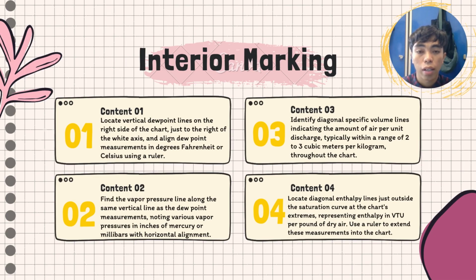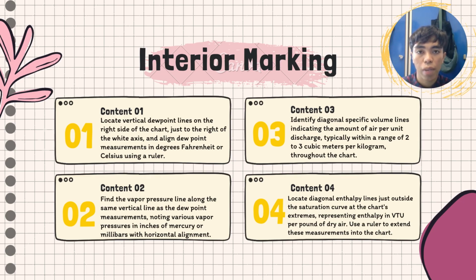Moving on to the interior markings, first look to the right side of the chart to find vertical dew point lines. Just to the right of the y-axis, locate the lines with the dew point measurements in degrees Fahrenheit or Celsius. Use a ruler if needed to align marks with the line on the chart. Note that dew point lines remain constant and flat throughout the chart, unaffected by dry bulb temperature changes.